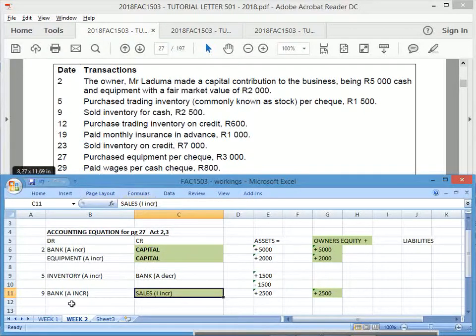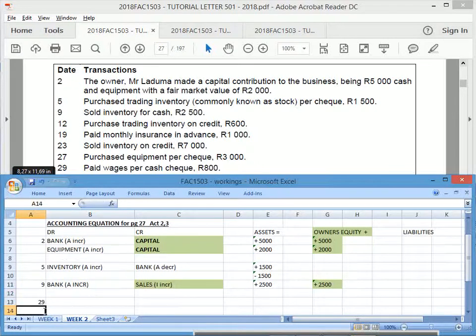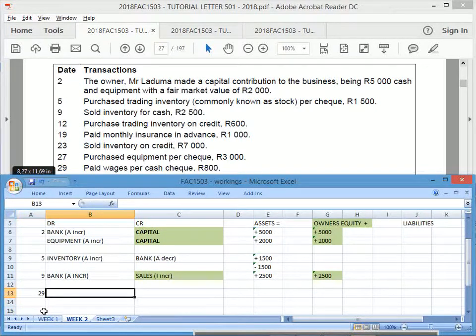Here, the last one, 29, just to show you the opposites. If I look at 29, paid wages per check. If I'm paying wages, the bank is an asset that's decreasing. Do you agree? Okay, that should have gone this side. Bank asset decrease on the credit side. Wages, expense increase. There it is. Wages, expense increase, bank asset decrease. Right, bank is an asset that's decreasing. That's the easy one. You're going to show minus 800 there. Then you need to look at this one.